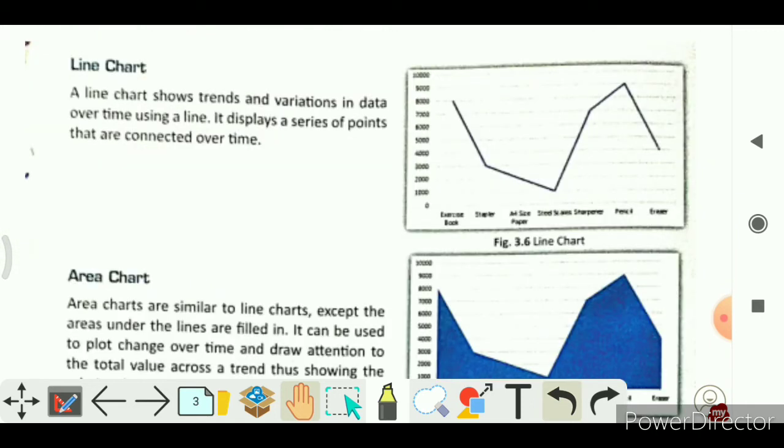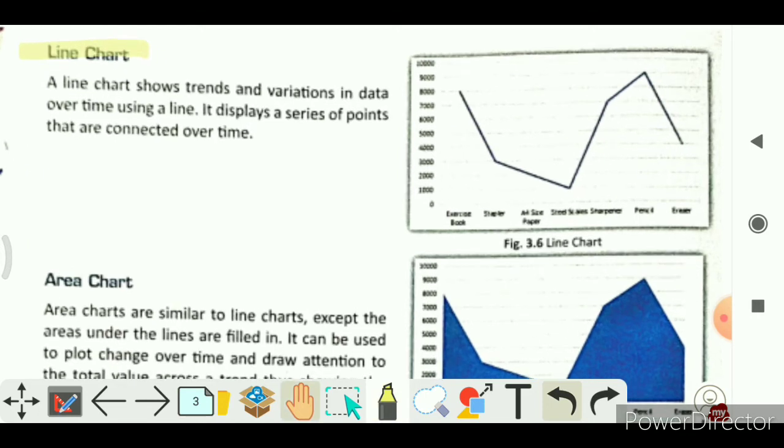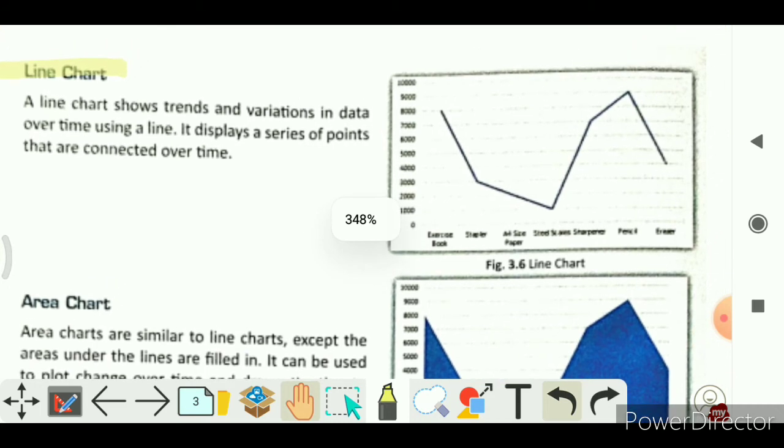Now we see the next chart. The next chart is the line chart. As the name itself shows, in this the data is represented by a line, right? Here a line chart shows the trend of variation in data over time using a line. It displays a series of points that are connected over time.